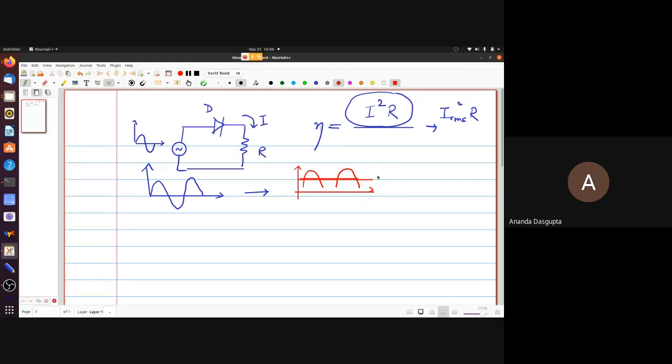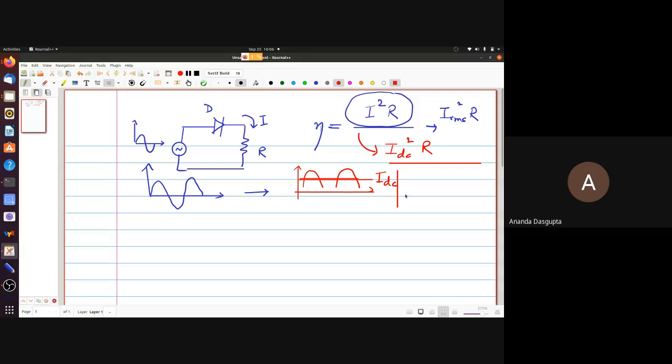So what you want really is the DC or average current. You don't really want the entire power which is flowing in. So what should go in the numerator here should really be IDC square R, not the entire I square R, but only the DC current square R, because that's the power that you want. You also get a lot of extra power dissipated at the resistance, but that's really something which you don't want.